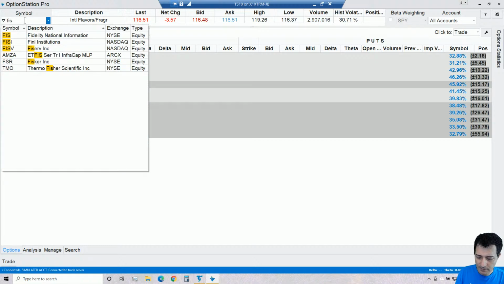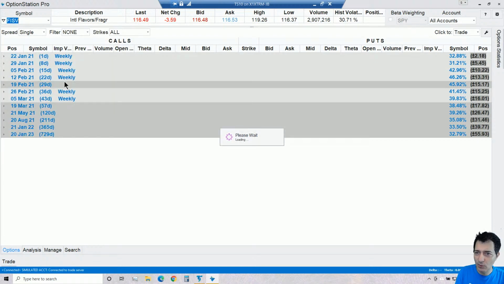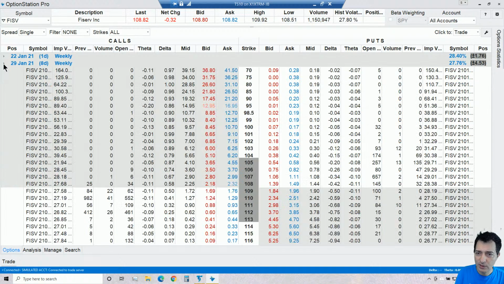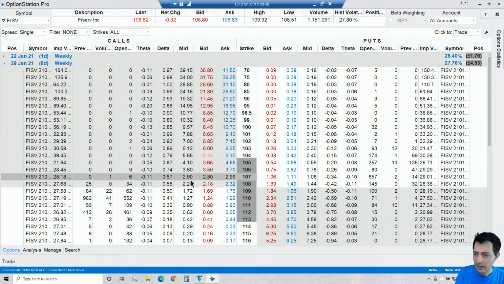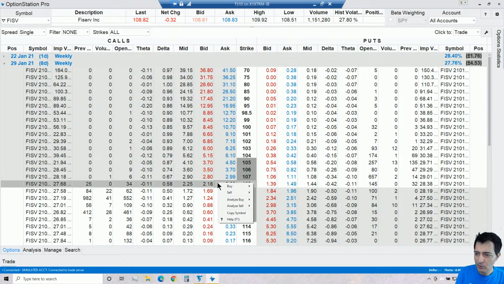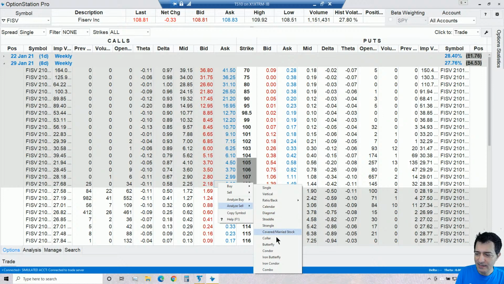FISV. Okay, and let's go ahead and take a look at what happens if we use January 29. Okay, so liquidity is more or less okay, 169, 176, 139, 149. That's okay. So I'm just going to right click anywhere to analyze and sell an iron condor.